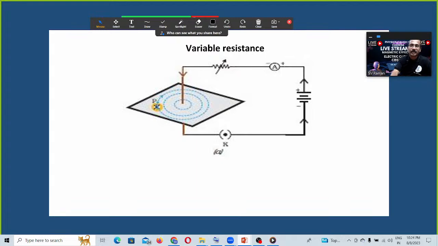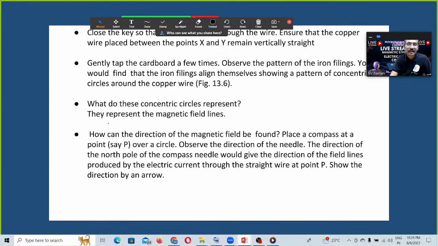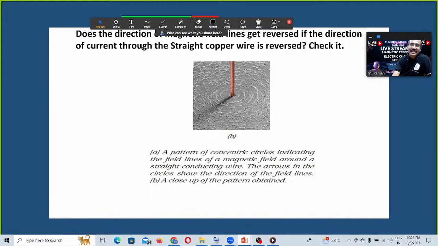So what do we need to do now? Whenever current is flowing through a conducting wire, once we place a magnetic compass needle, if it stops, yes, we can find the direction. But the magnetic compass needle is not stopping. So concentric circles are formed by the iron filings.